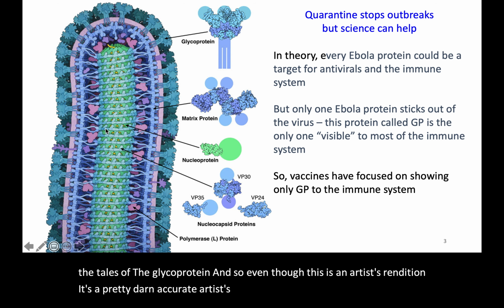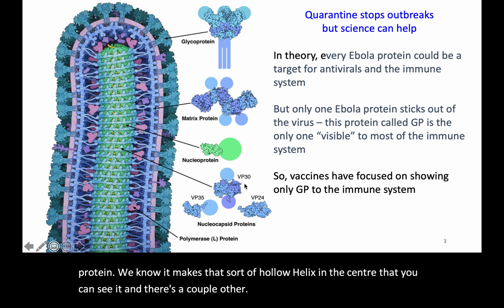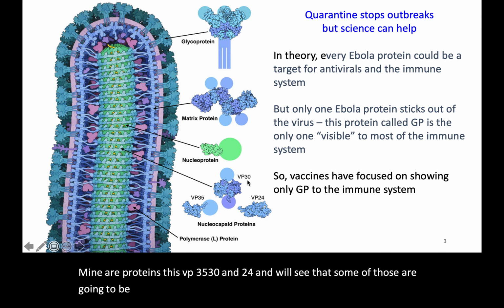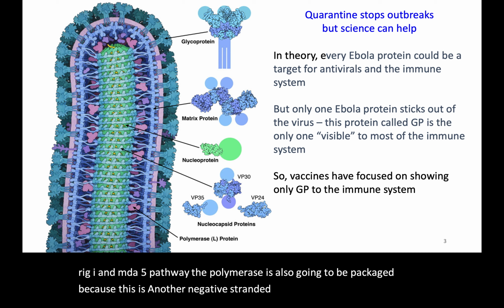Here's the nucleoprotein. We know it makes that sort of hollow helix in the center that you can see. And then there's a couple other minor proteins, this VP35, 30, and 24. And we'll see that some of those are going to be involved in immune modulation, essentially shutting down that RIG-I and MDA5 pathway. The polymerase is also going to be packaged because this is another negative-stranded RNA virus. So it's going to come in with a polymerase and with a backwards genome.